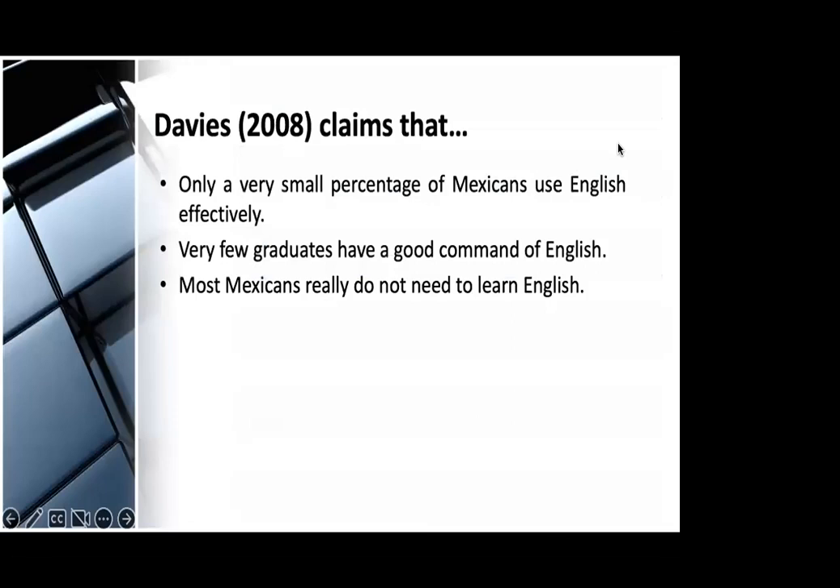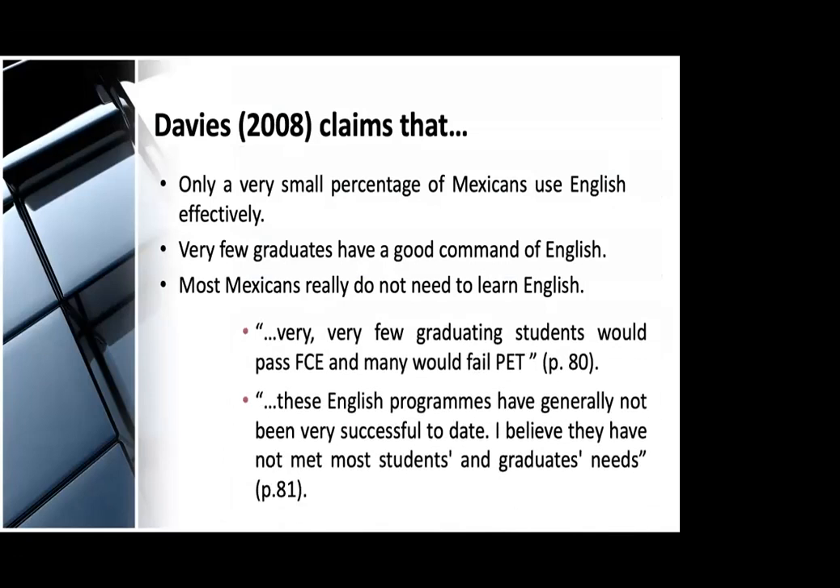In this regard, Davis claims that very few graduates have a good command of English, as do few members of the staff. The situation is worse still, with only a very small percentage of Mexicans able to use English effectively. Though the number of effective users of English really seems far too small currently for Mexico's best interest, most Mexicans really do not need to learn English. Very, very few graduating students would pass the first certificate examination, and many would fail the preliminary English test. Also, Davis emphasizes that these English programs have generally not been very successful to date. They have not met most of students' and graduates' needs either.